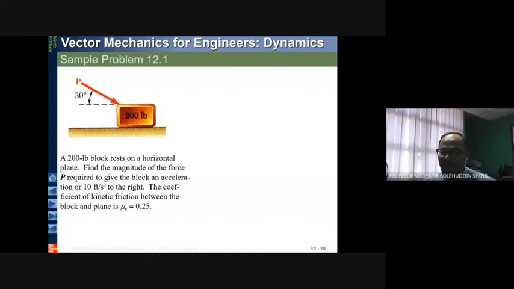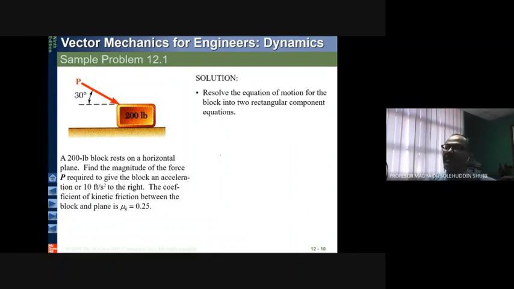This is very straightforward. So what is our strategy to solve this problem? First thing, we need to write the equation of motion. Equation of motion of the block. We write equation of motion for this block.